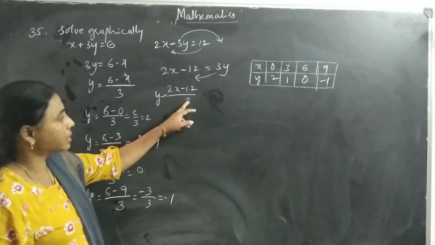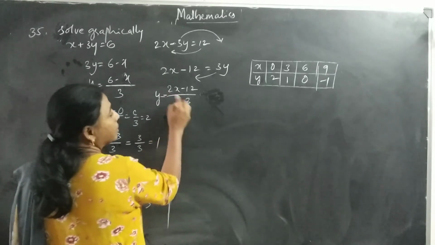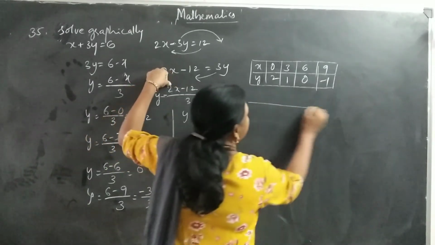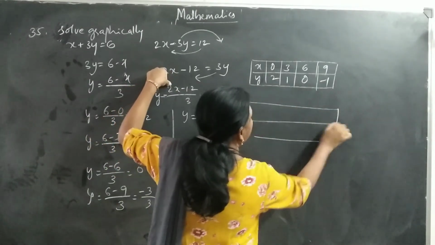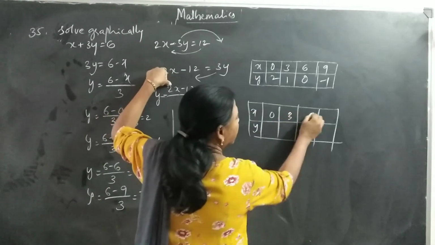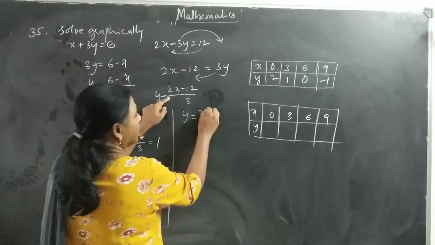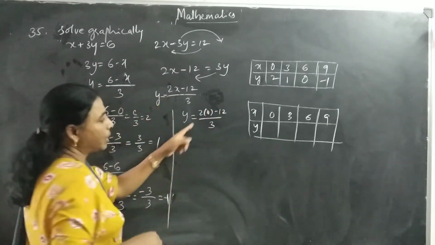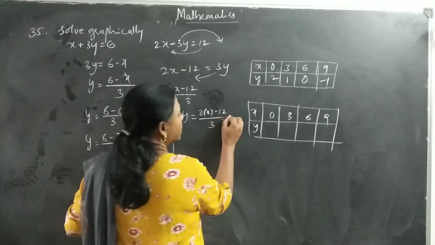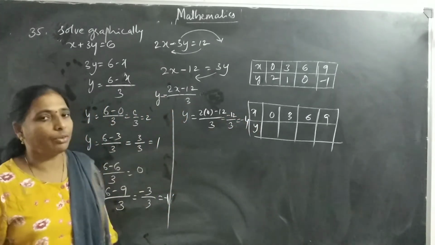Got it? Now let us go to this question. So here we have y is equal to 2x minus 12 by 3. Now I have taken x values as I told you, the same values let us take. x, y. 0, 3, 6, 9. Now 2 into 0 minus 12 by 3. 2 zeros are 0. 0 minus 12 is minus 12 by 3. So it is minus 4, because 3 fours are 12.